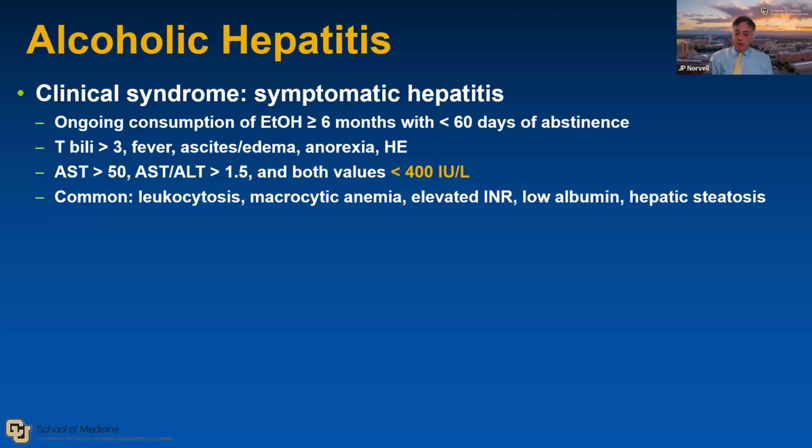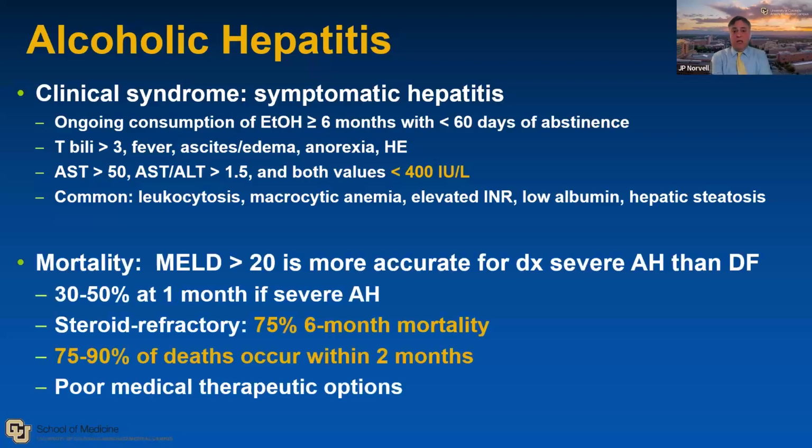I think we're pretty familiar with the definition, so I'll skip over that. But emphasize that the mortality is incredibly high, regardless of the degree of fibrosis underlying. One newer development is that a MELD score, even in the absence of underlying cirrhosis, can be used, and in fact, in recent studies has been shown to be more accurate for the diagnosis of severe alcoholic hepatitis than the discriminant function. So essentially using this to identify patients that may benefit from steroids and also have higher mortality risks, which are really quite terrifying. 30 to 50% of patients will die at 1 month if they have severe alcoholic hepatitis.